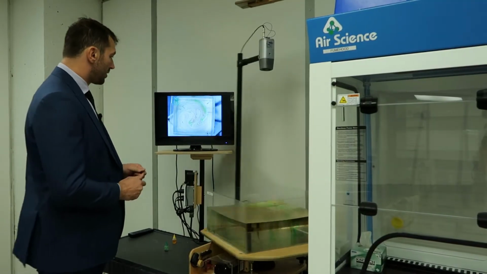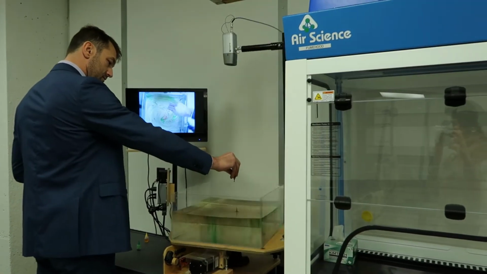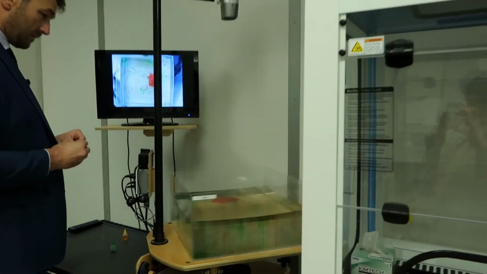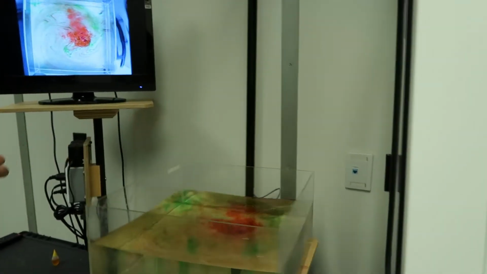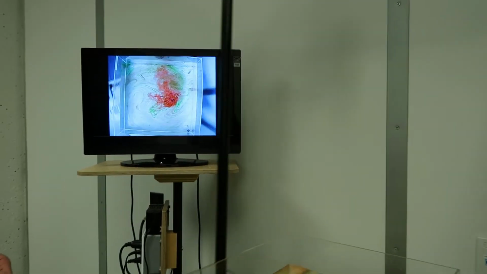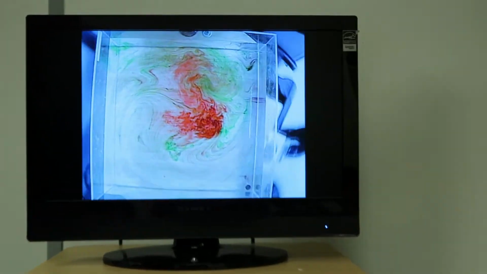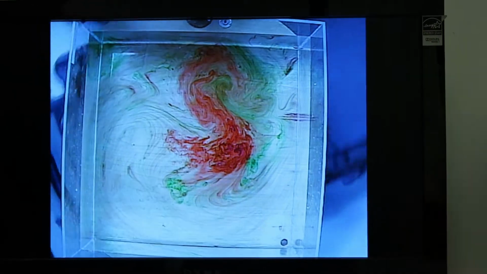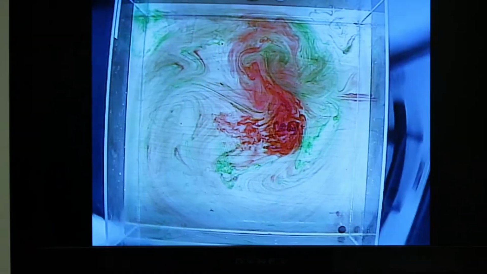Let's put a little bit more dye and perturb this. See, look, even with perturbation, the mixing is not as pronounced as one might expect.